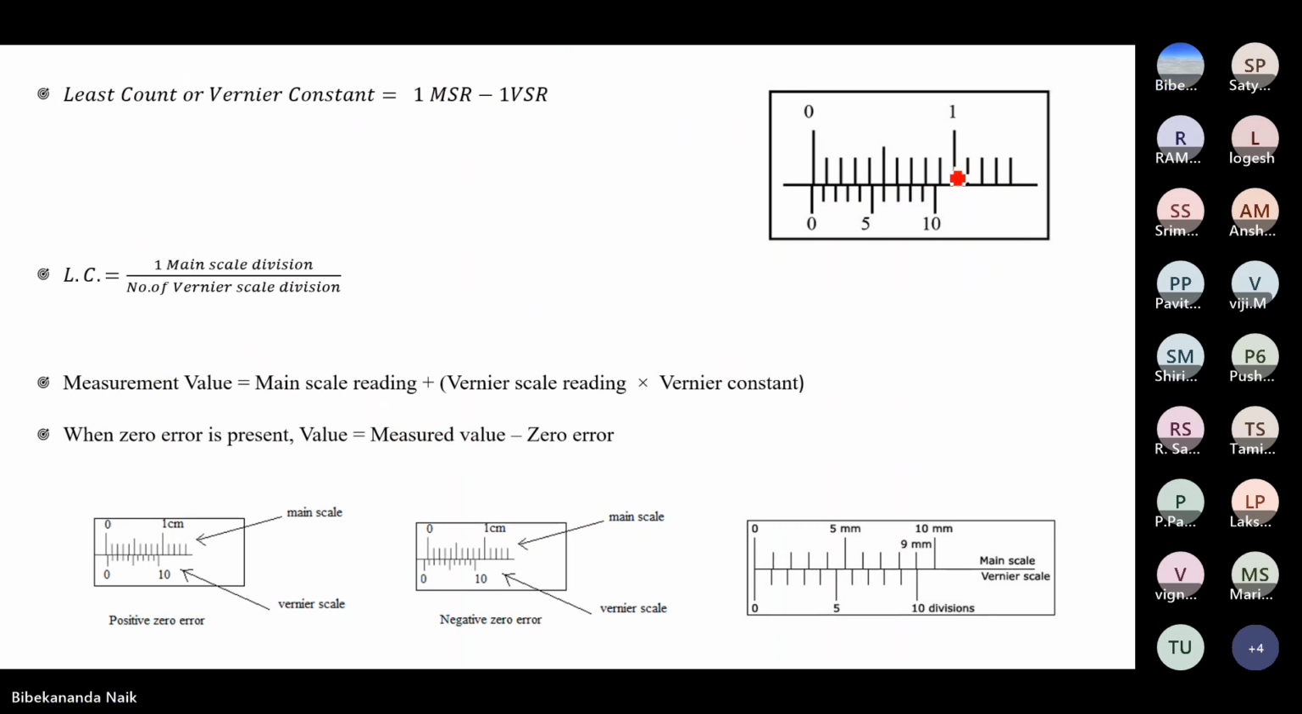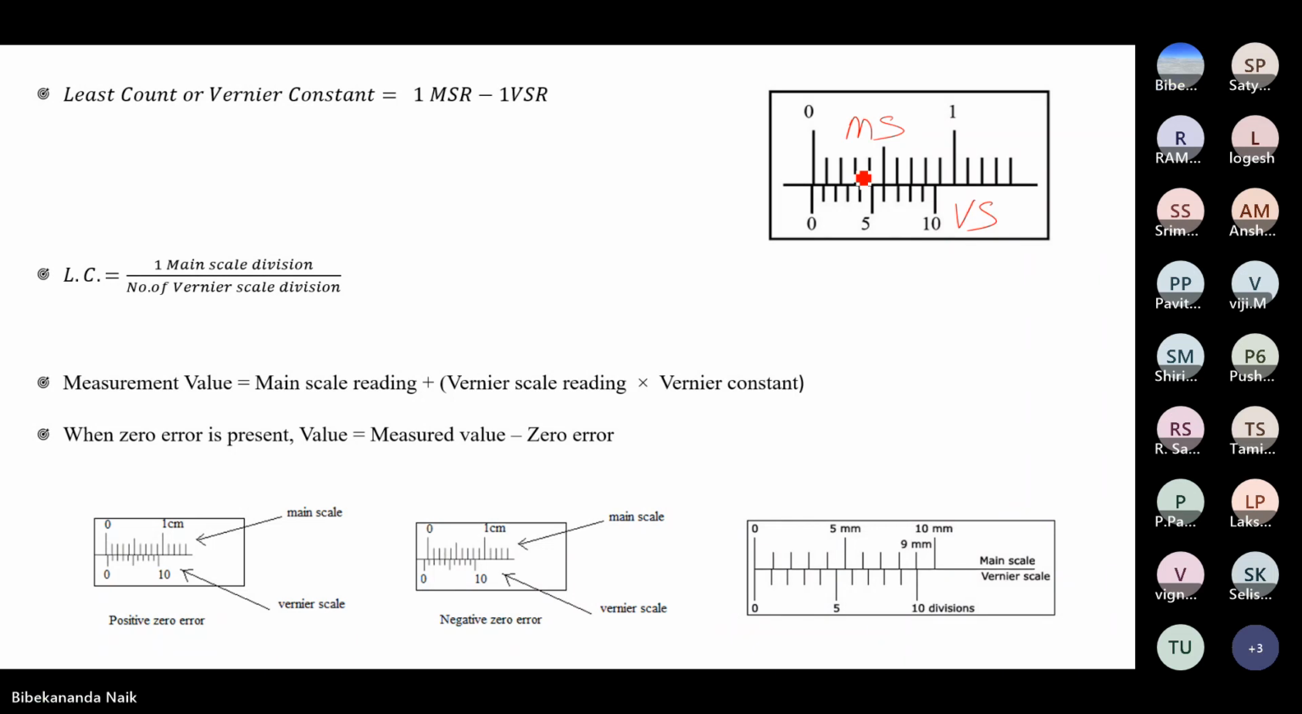Now in a slide calipers, there are two scales. This scale is known as linear scale. This upper scale is known as main scale, and the one below is known as vernier scale. They both have different digits, and they both are of significance, because the least count or vernier constant is given by 1 main scale reading minus 1 vernier scale reading. Since it has two scales, the difference between the two scales will give us the minimum.